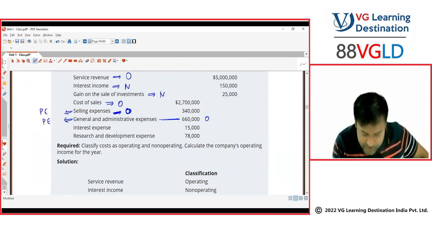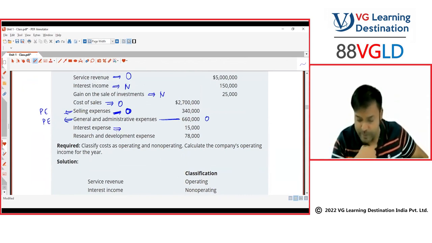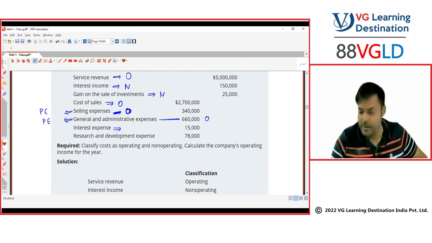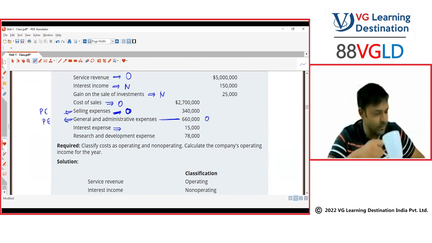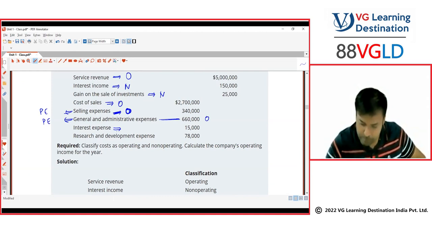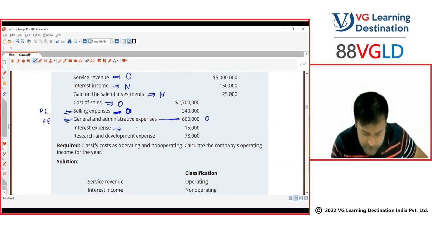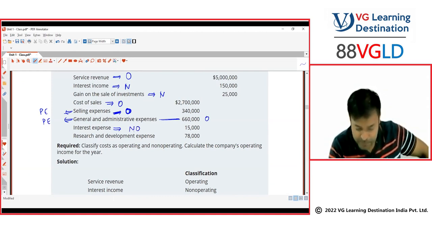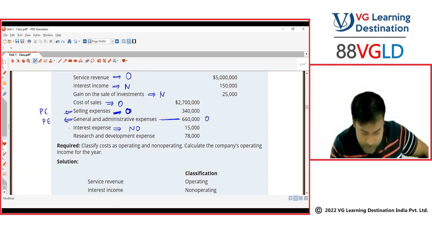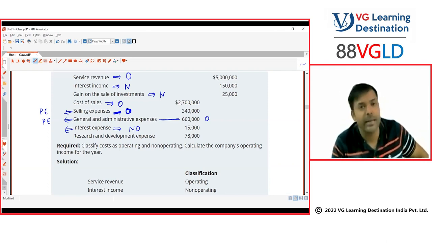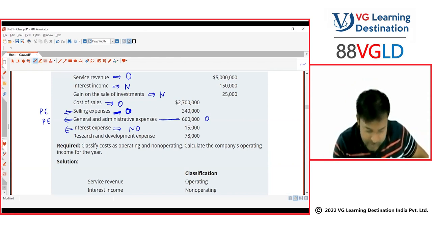Interest expenditure, guys: period or product, operational or non-operational? Absolutely non-operational. Period or product? I think you can tell this also now. Absolutely PE in that case, because it is not related with the manufacturing. It should be PE.